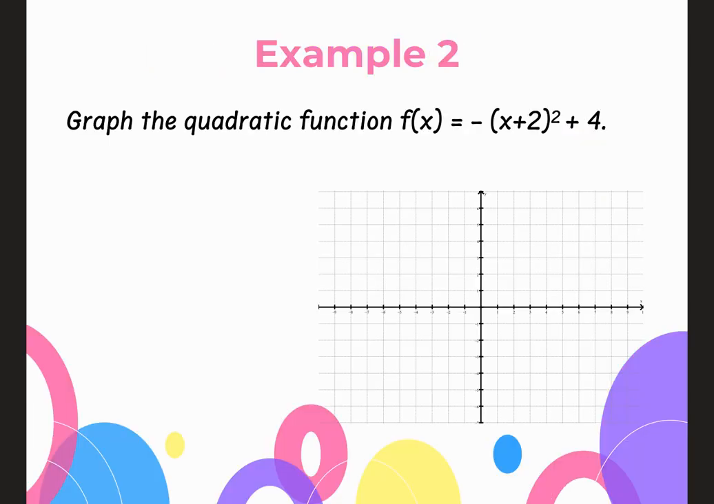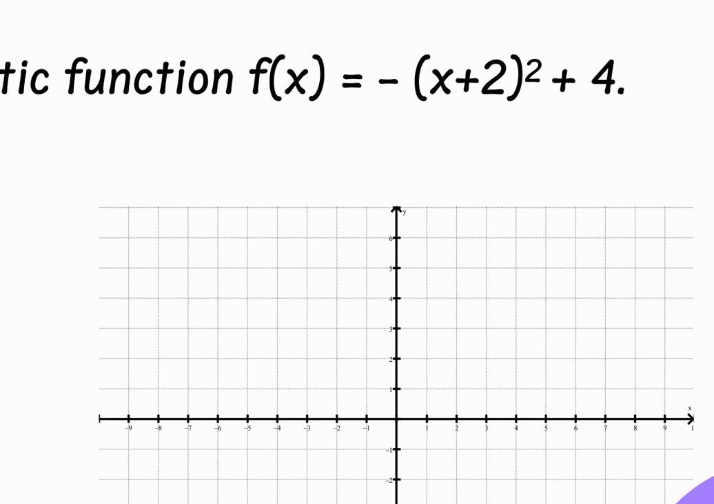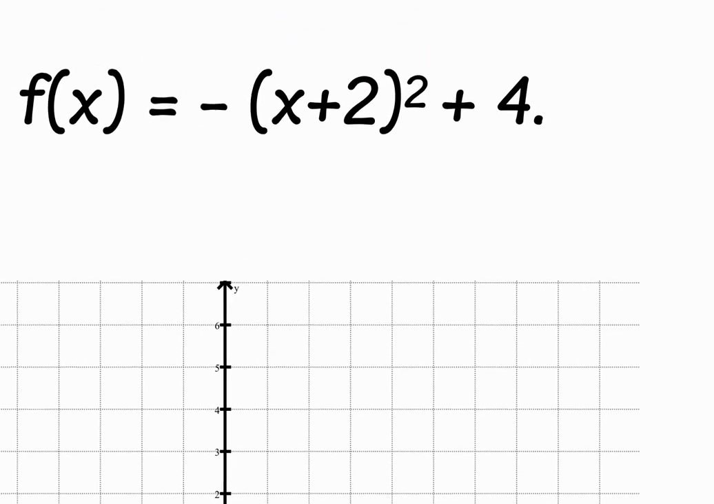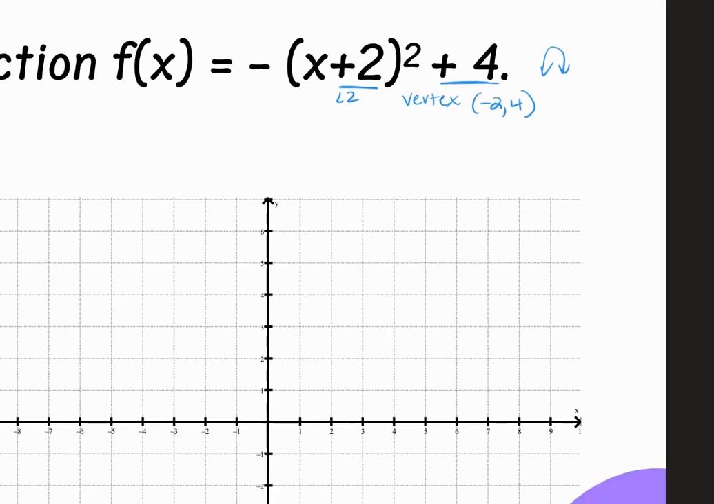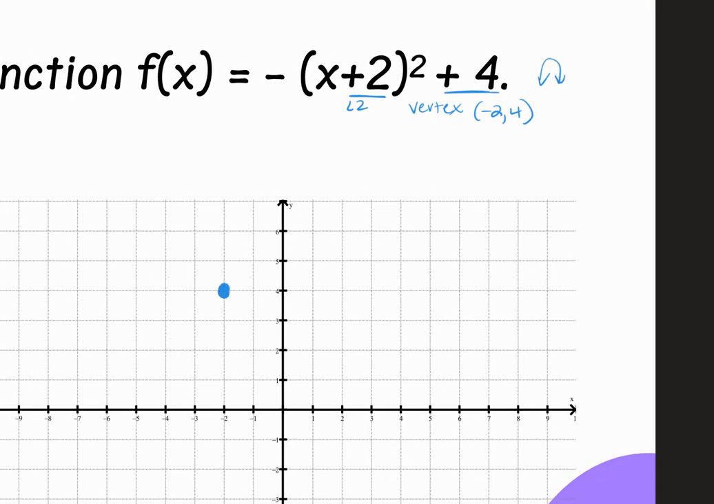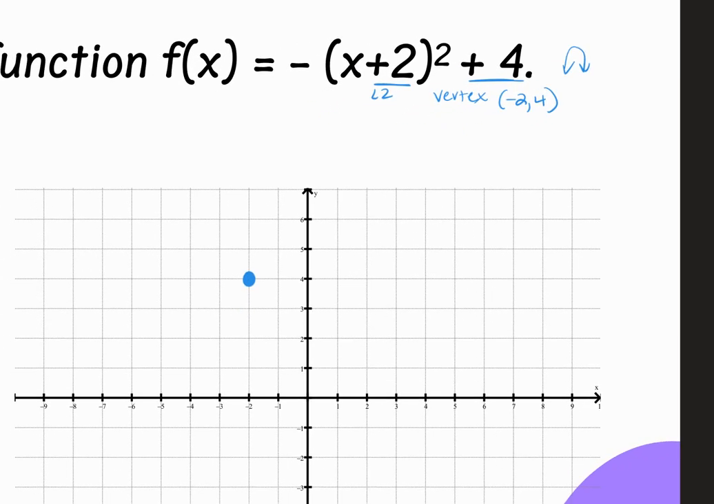All right, so let's do it that way now. Graph the quadratic function f of x equals negative (x plus 2) squared plus 4. So we're going to start by identifying if this function opens up or down. Which one is it? Downward, because the a on the front is negative. Then my vertex, I change the sign of what's inside here because we'd go left 2. So my vertex is negative 2, and then I keep this sign because it's a vertical shift up 4. So negative 2, 4 is my vertex.